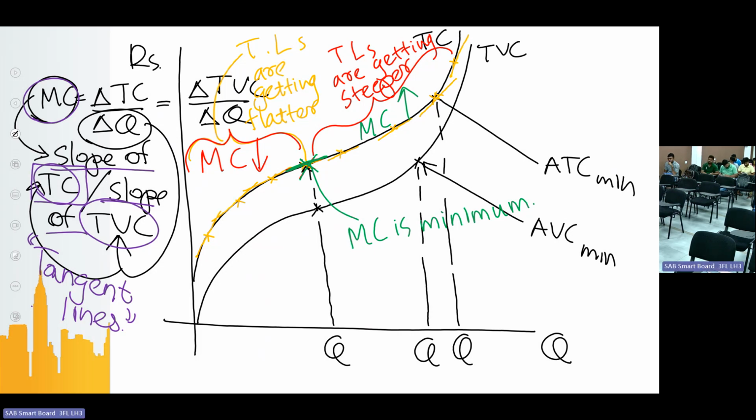TC is increasing at a decreasing rate. That means MC declines and reaches this point. That is the point where MC is minimum. After that point, TC increases at an increasing rate. That is where MC is increasing.